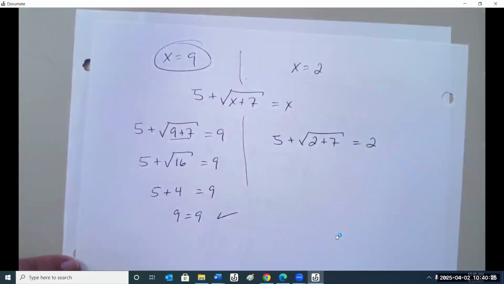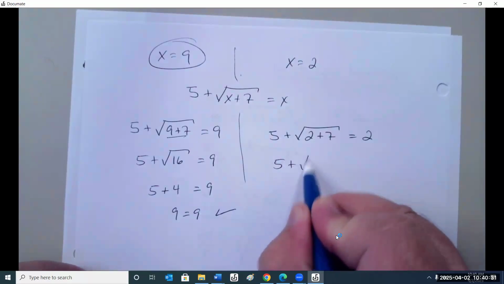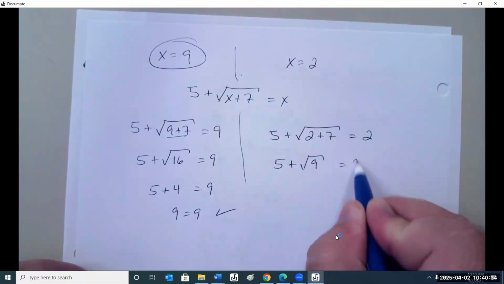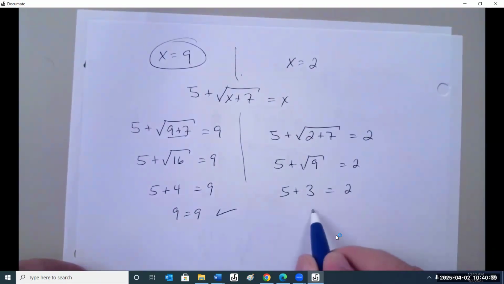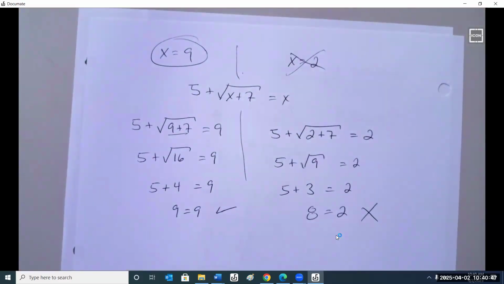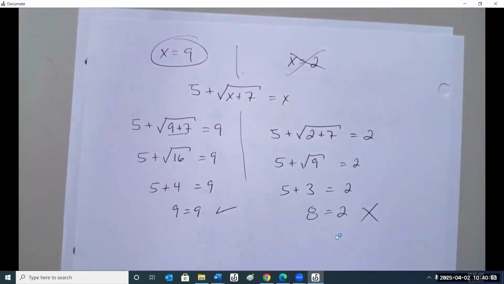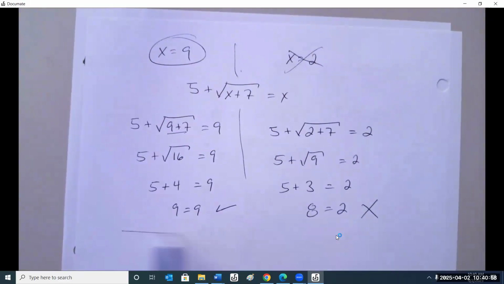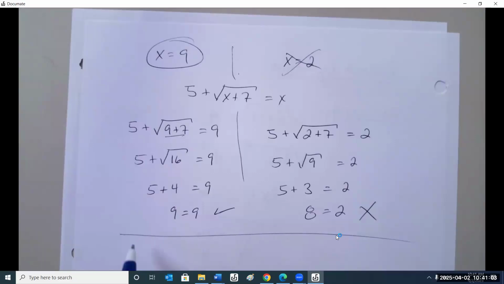So that's a good answer. X equals 9 is a good answer. 2 plus 7 is 9. Square root of 9 is 3. 5 plus 3 is 8. Does 8 equal 2? No. So we cannot use 2. Perfect timing. We have one more example.